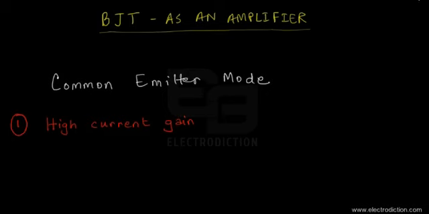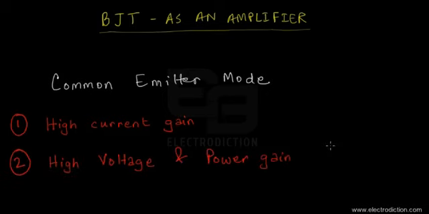Okay, so point number two. The common emitter mode also provides us with high voltage and power gains. As you've seen in the previous tutorial where we compared the various BJT operating modes, we told you that in the common emitter, or the CE mode in short, the voltage gain is quite high. And if the current gain is high and the voltage gain is high, it's quite natural that the power gain would also be high. So these are the very first reasons why we choose the common emitter mode as the most suitable candidate.